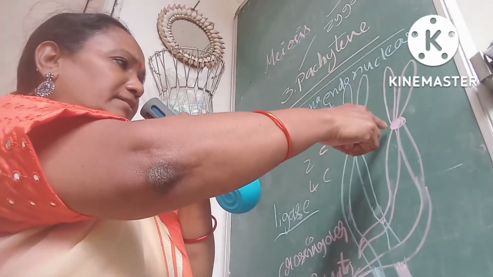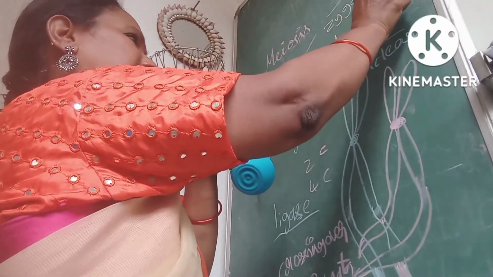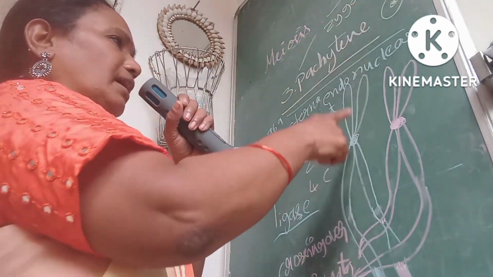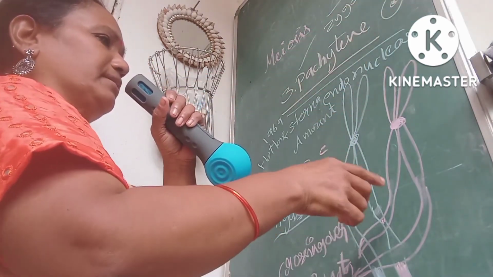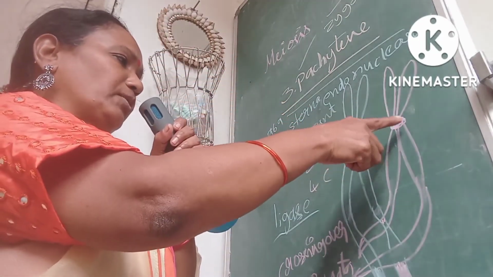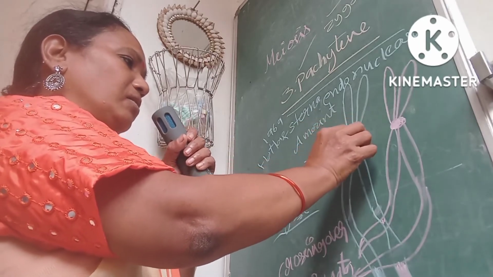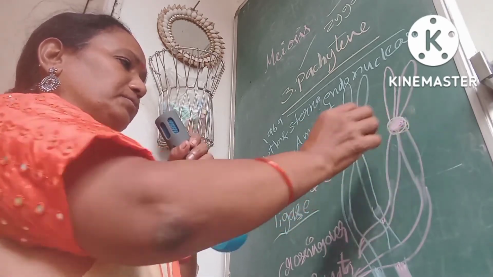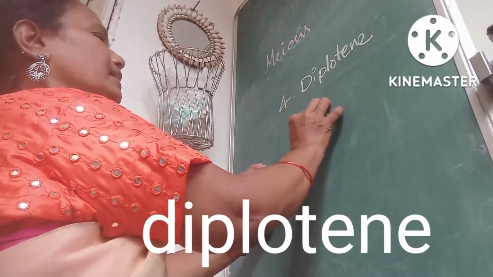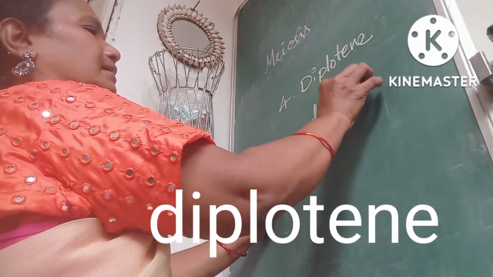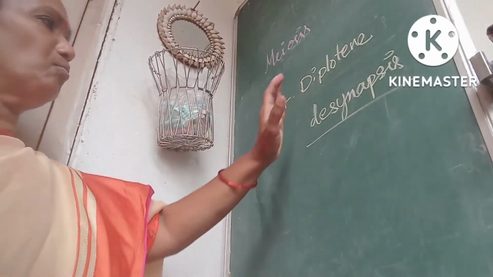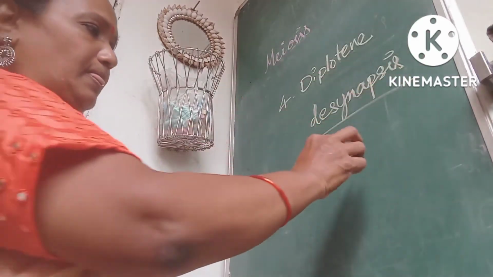The nucleolus is at the center of the nucleus, the dark stained structure, no? Up to this stage, they are very prominent, associated with the nucleolar organizer. So, diplotene. In this stage, desynapsis takes place, meaning unpairing of the chromosomes occurs. They are separating.